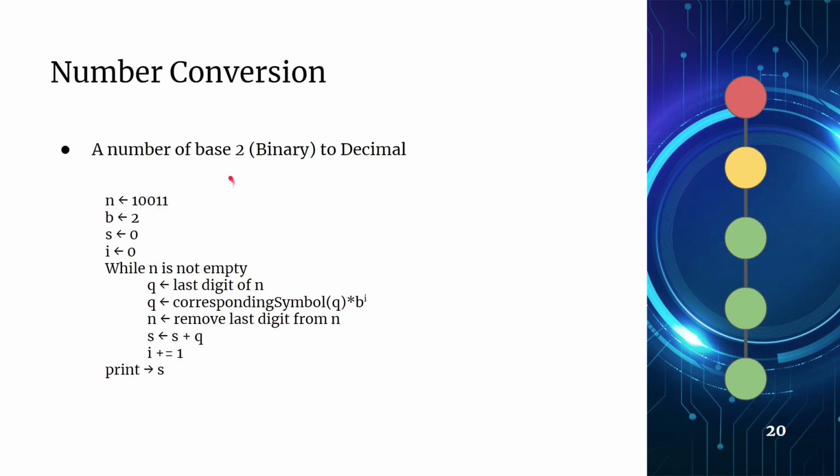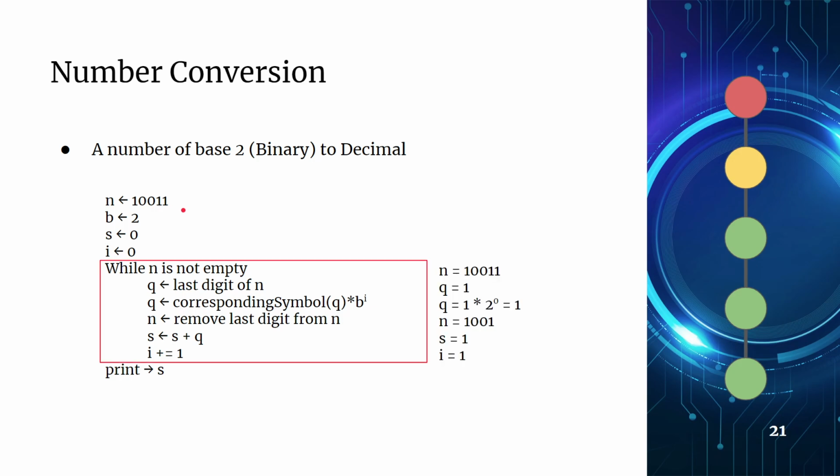So here I have given a base 2 number. Once again, this is 10011, b will be 2, s is 0 and i is 0. Now let's start. n is not empty, q will be the last digit of n. What is the last digit of n? n is starting off as 10011, so the last digit of n over here is 1. q will have 1. In the next line, q will have 1 into 2 to the power 0, because i started off as 0. Right now i is 0, so 1 into 2 to the power 0 equals 1.